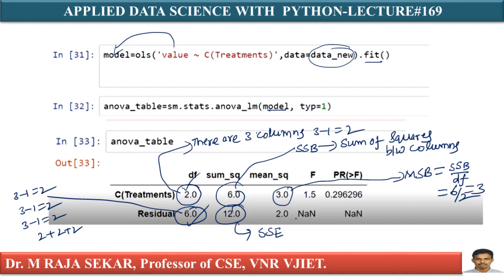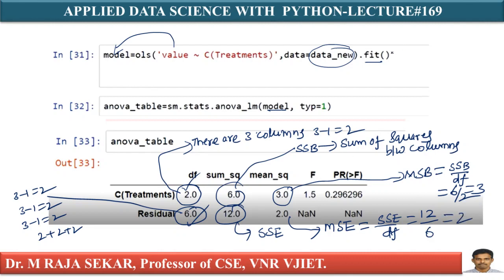What about this 2.0? My 2.0 is MSE. What is MSE? Mean square error. How will I get this mean square error? That is SSE by degrees of freedom. What is my SSE value? It's 12. What is my degrees of freedom corresponding to that? 6. 12 by 6, that is 2.